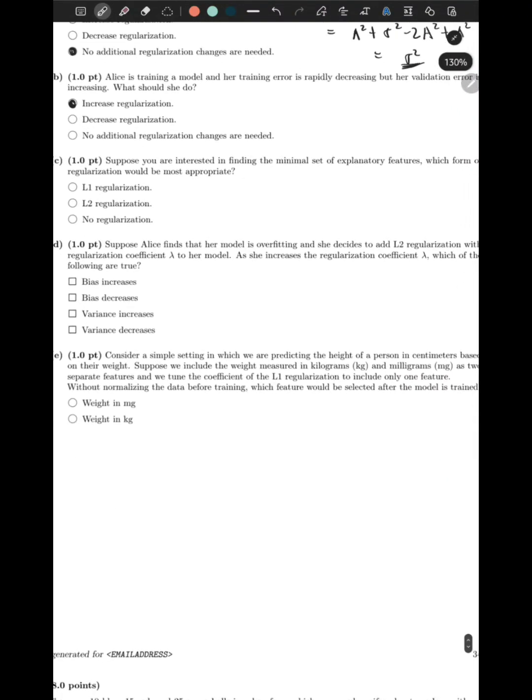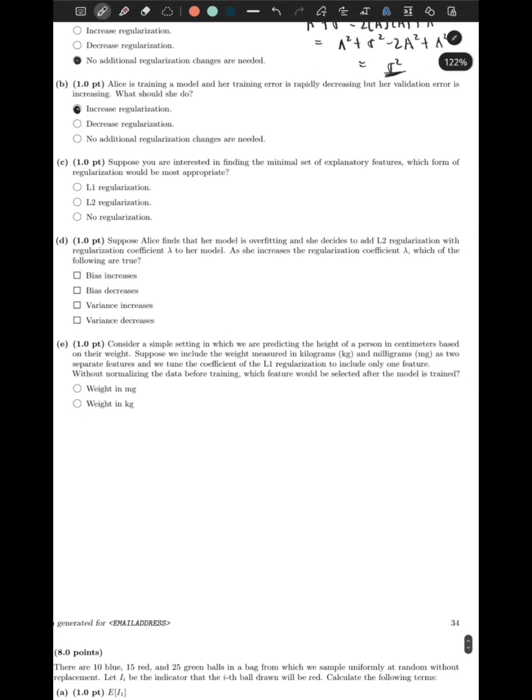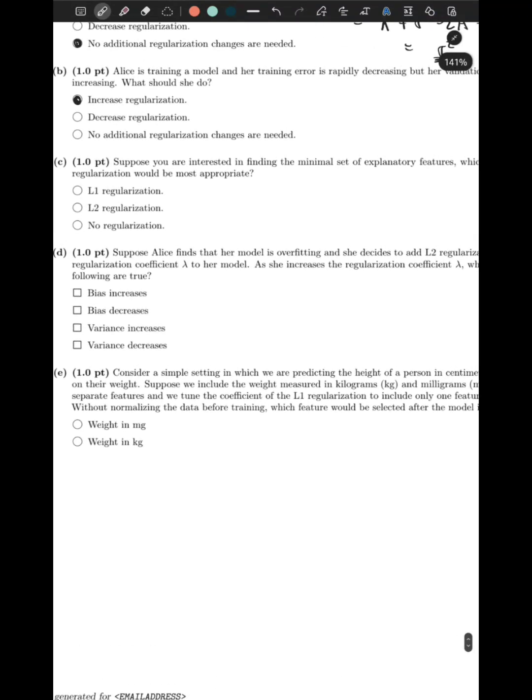Then for part C, suppose you're interested in finding the minimal set of explanatory features, which form of regularization would be most appropriate. So recall that L1 regularization, which is lasso regularization, tends to set a lot of theta coefficients to 0. So if you just want to figure out which features are most important for a model and you want a small subset, you want to choose L1, because a lot of the values will be set to 0, which means that you're not using those features at all.